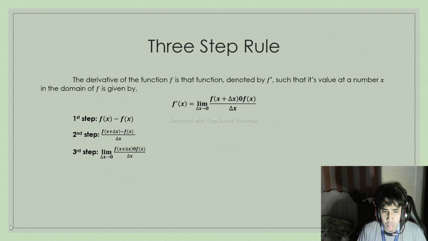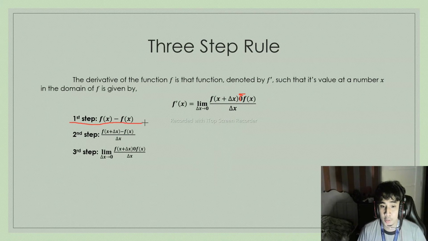Ba't may ano dun? Mali ito. Wala po yung ano. Minus. Typographical error lang. So, f of x plus delta x quantity minus f of x all over delta x as delta x approaches 0.